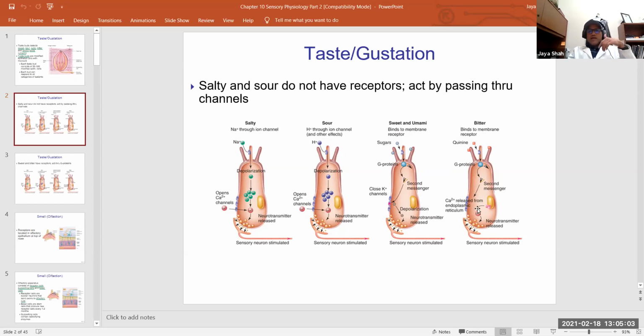And once the calcium concentration increases, they again fuse and release a neurotransmitter. So the summary is salty and sour can cross and get inside the receptor, whereas sugar and quinine or umami bind with the receptor and activate second messengers, and you can taste it. So from the tongue, it goes to your brain in the temporal lobe where you taste it. Okay.